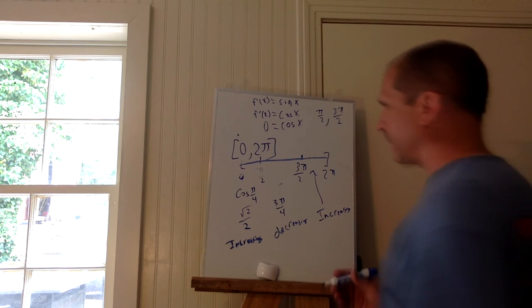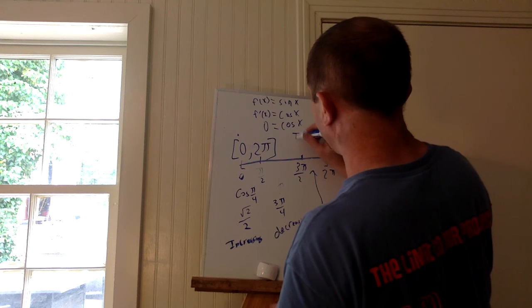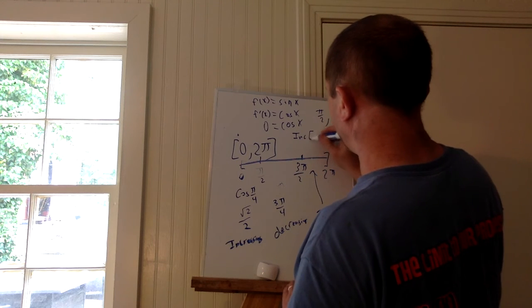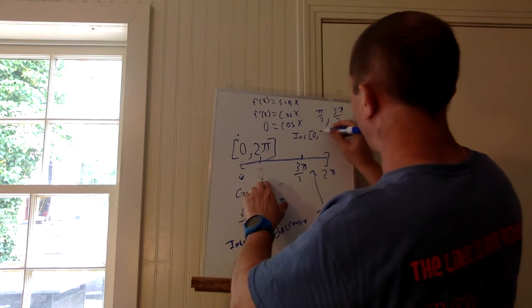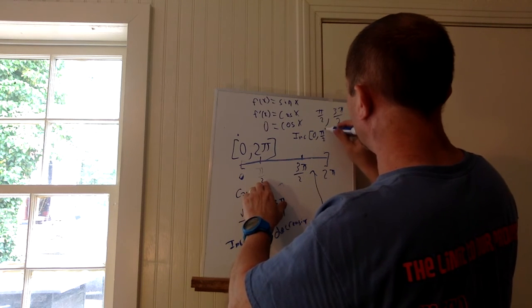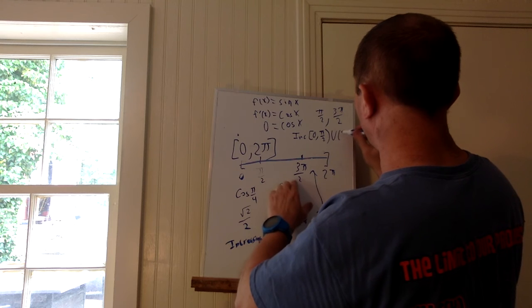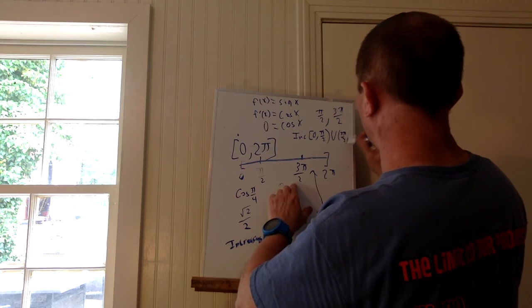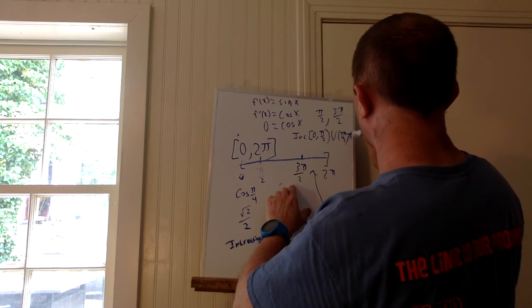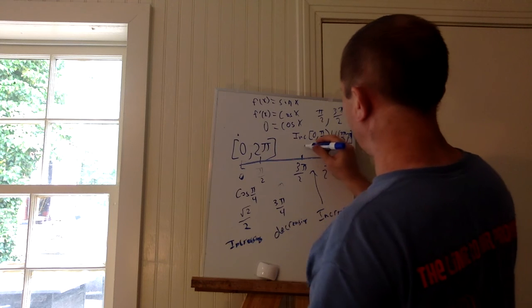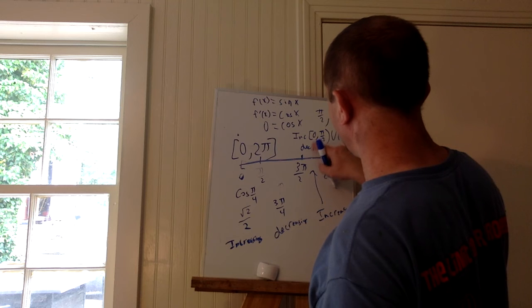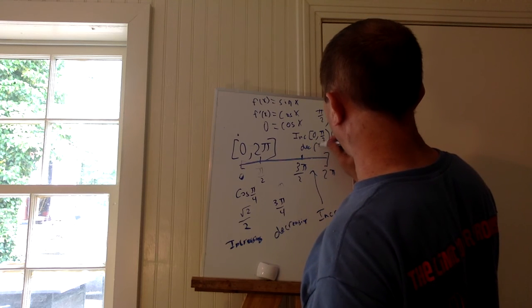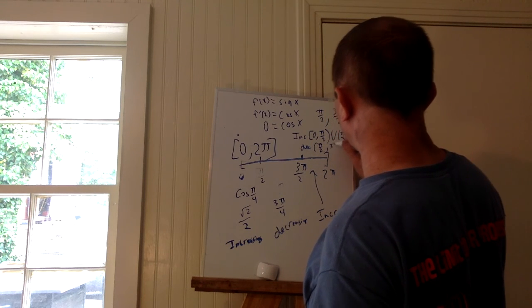So I would say that I'm increasing from 0 to pi over 2, union that with 3 pi over 2 to 2 pi. And then I would say I was decreasing from pi over 2 to 3 pi over 2.